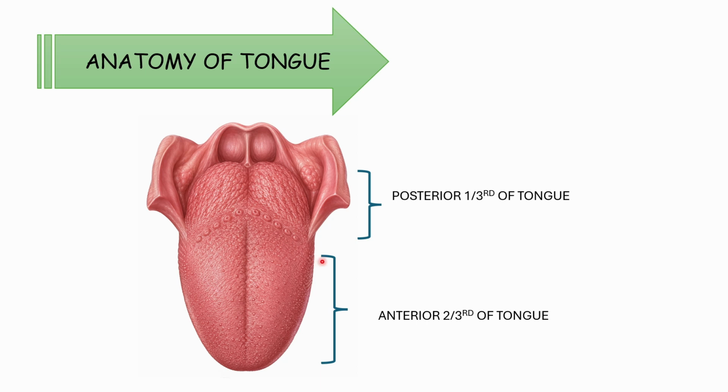Now these two portions are separated here by a V-shaped groove which we call the sulcus terminalis. In front of the sulcus terminalis, we see the circumvallate papillae. And in the anterior 2/3 of the tongue, here we have a median furrow which we call the median sulcus. Over this surface, the mucosa will contain the filiform and the fungiform papillae.